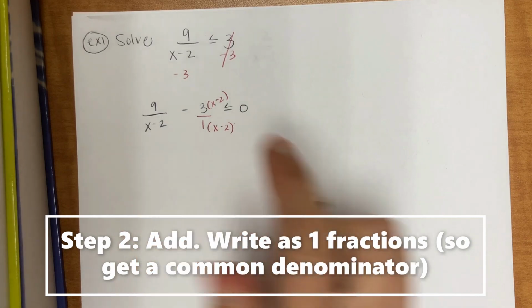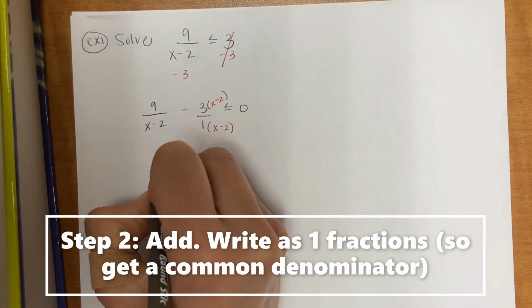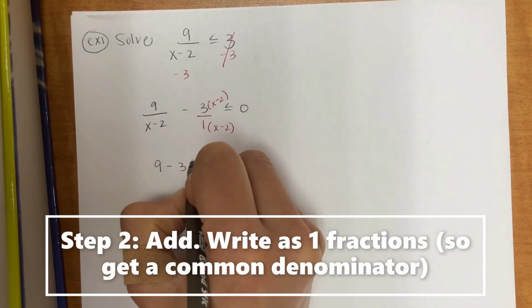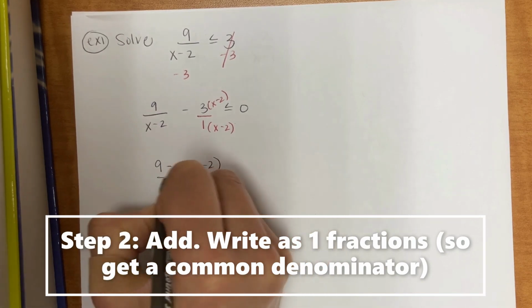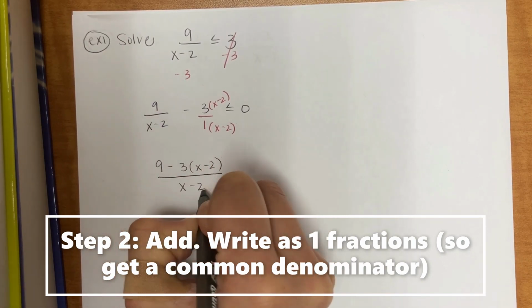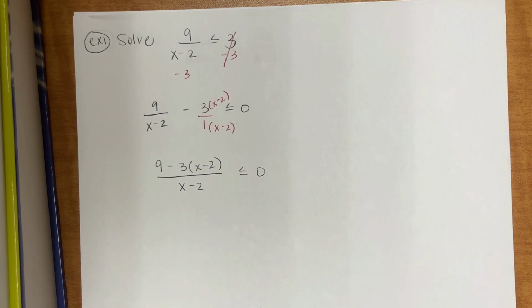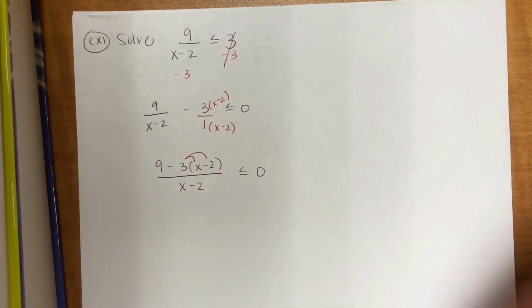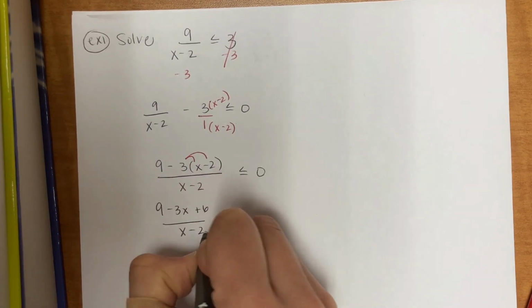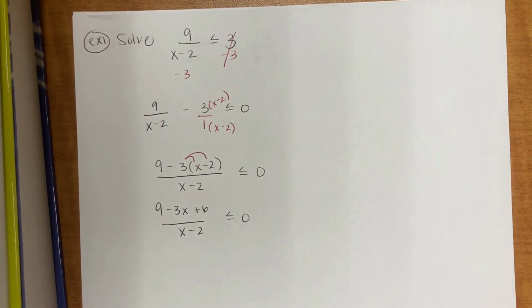All right, now that they have a common denominator, I can just subtract across the top 9 minus 3 parentheses x minus 2 and write your common denominator in the bottom. And we do not necessarily have to go on and distribute the top, but we're going to have to, I guess, when we're solving. So we might as well go on and distribute our negative 3 and combine like terms.